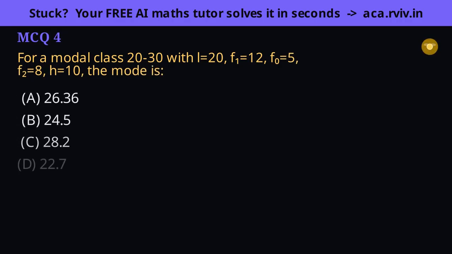Consider the four options. Mode is 20 plus, on top 12 minus 5 which is 7, over twice 12 minus 5 minus 8, that's 24 minus 13, 11, so 7 over 11, times 10. 7/11ths of 10 is about 6.36, giving 26.36, option A. The classic trap is forgetting to double F1 in the denominator, which throws you toward the other options. Twice F1, minus both neighbors, get that right and the answer follows.